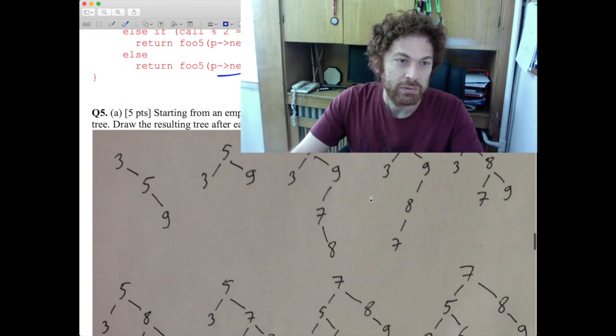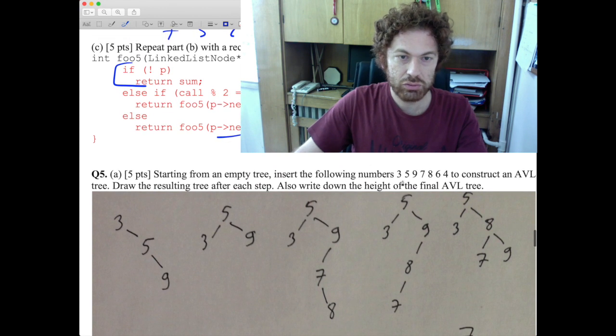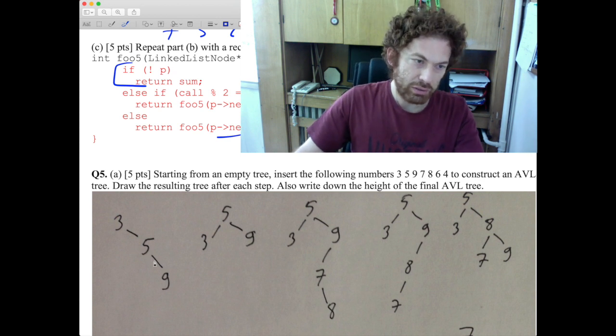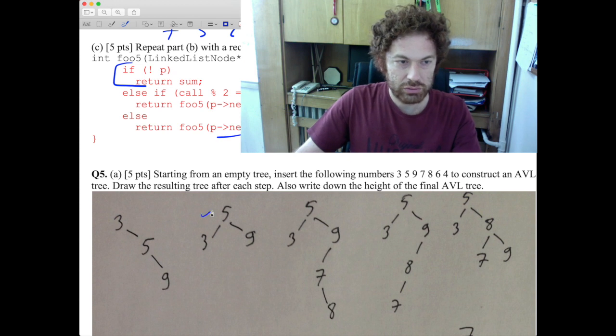Okay, and an AVL tree question. I ask you to insert these numbers: 3, 5, 9. Regular binary search tree insertions, three of them. When 9 comes, there is a balance problem, a right-right situation, so do a left rotation. This is the answer.